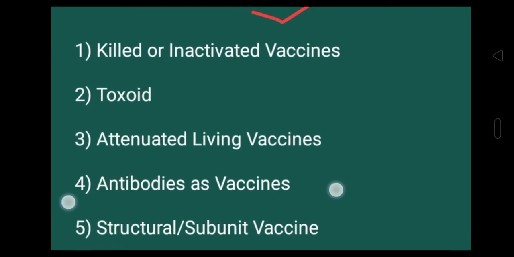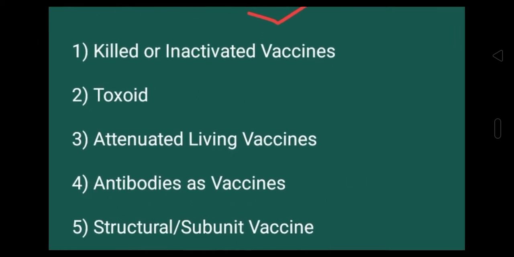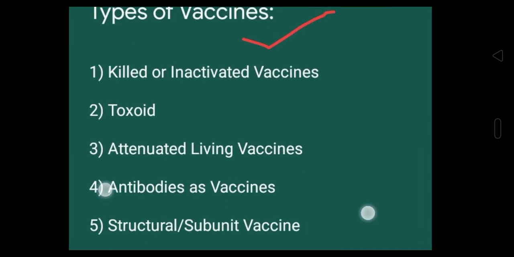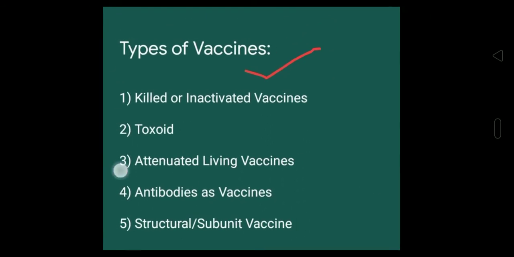Now antibody as vaccine. In this, what happens is the ready-made antibodies are prepared, and they are injected into the patients, so that in a very short interval of time they can be cured. So this was the concept for antibody as vaccine. This can also be said to be similar to plasma therapy. So now a structural or subunit vaccine. In these, subunits or some parts or cellular fractions are used for processing and formation of the vaccine here.